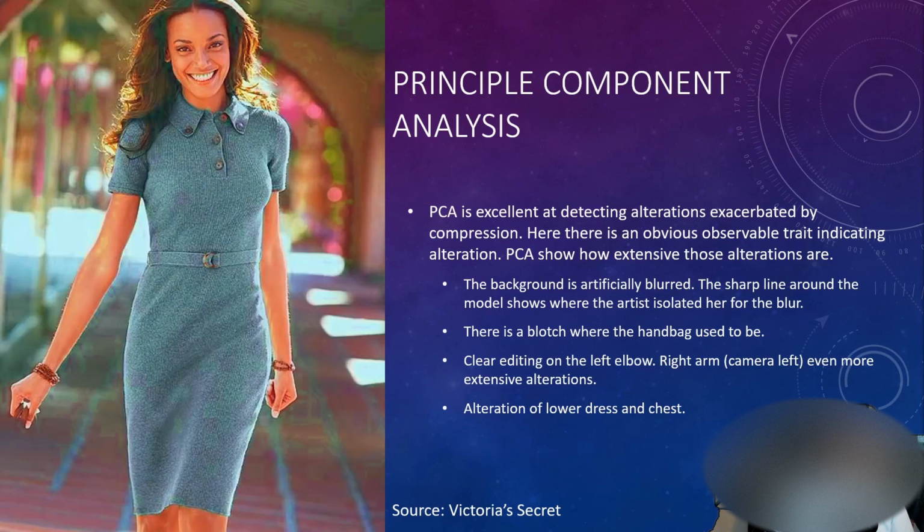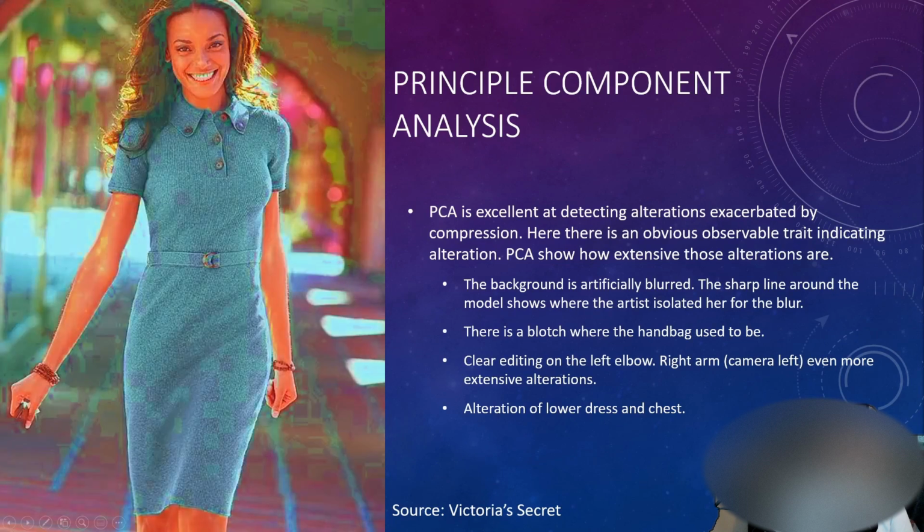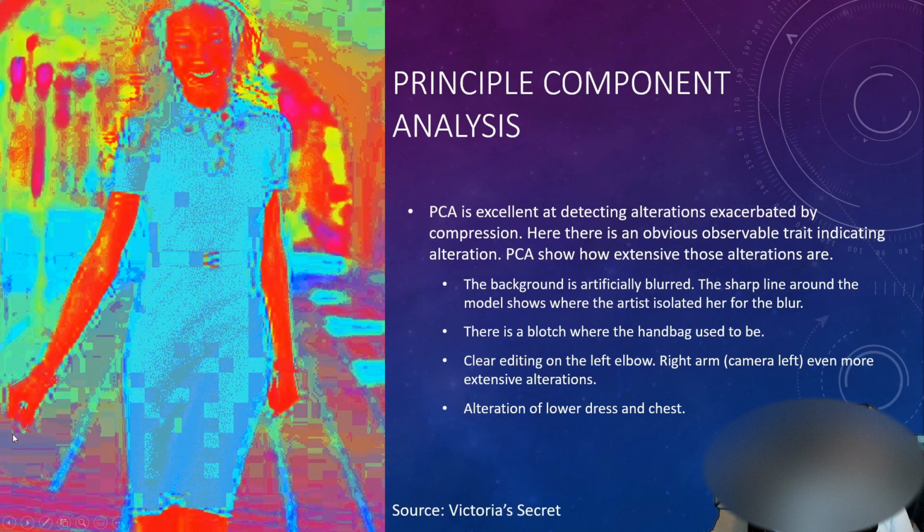Well, if we do principal component analysis, we can clearly see where the alterations take place. We can see that the background looks blurry, so that's an artificial blur. We can see the blotch where the handbag used to be, and maybe that could help us identify what bag it was based upon its size. We can see that there's clear editing around here. We can see that those JPEG artifacts, the pattern has been altered, and that's readily visible with principal component analysis, particularly around the arms on both sides, here and here.